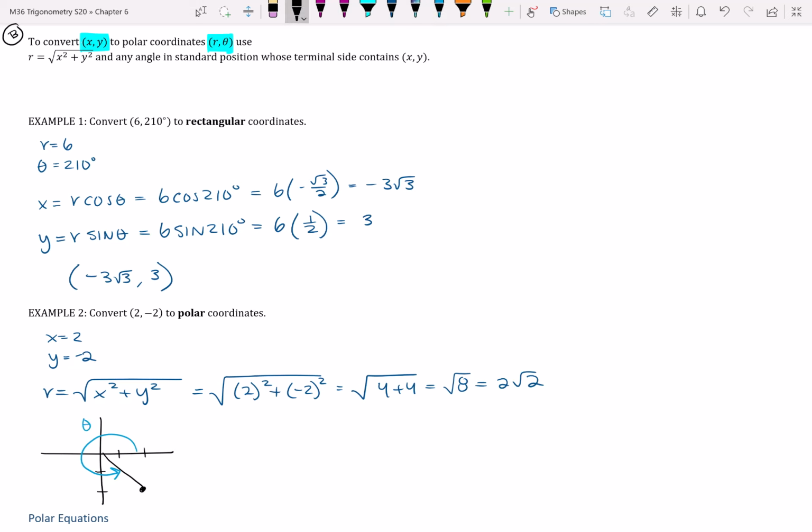So we could use tangent. We know that tangent of theta is equal to y over x. And so we get negative 2 over 2, which is equal to negative 1. And so we're looking for what angle in the fourth quadrant gives us tangent of that angle equal to negative 1. And so that's going to give us theta equal to 7 pi over 4.